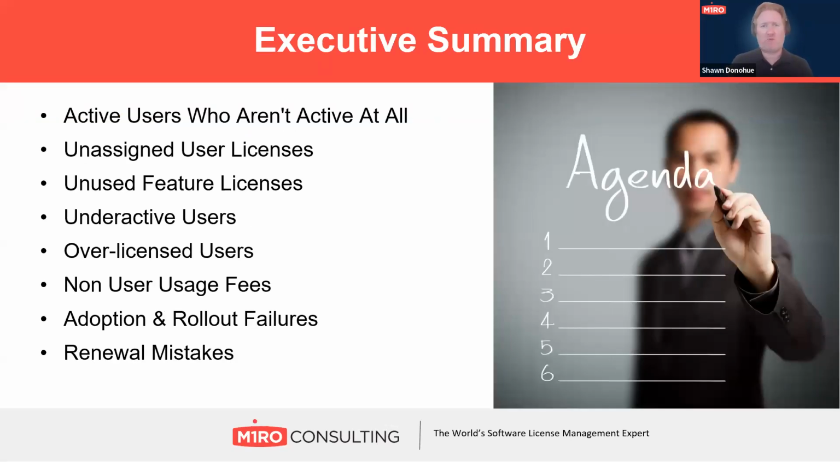All right, let's talk about our executive summary for today. We're going to talk about active users who aren't really active. We're going to talk about unassigned user licenses, unused feature licenses, over-licensed users, underactive users, non-user usage fees, adoption and rollout failures, and finally, renewal mistakes.